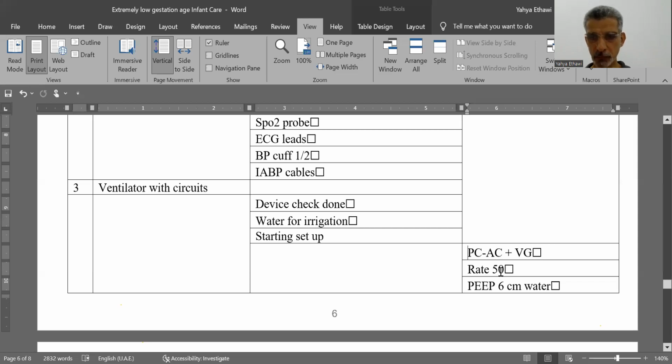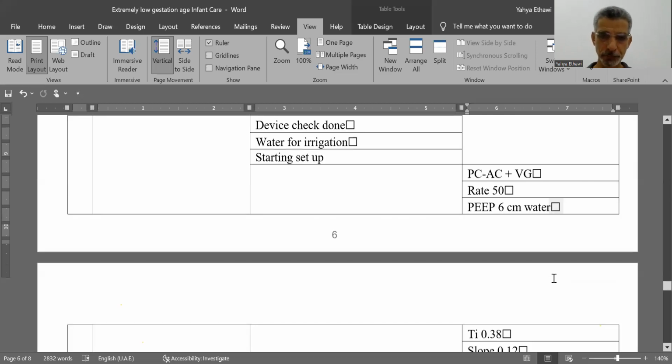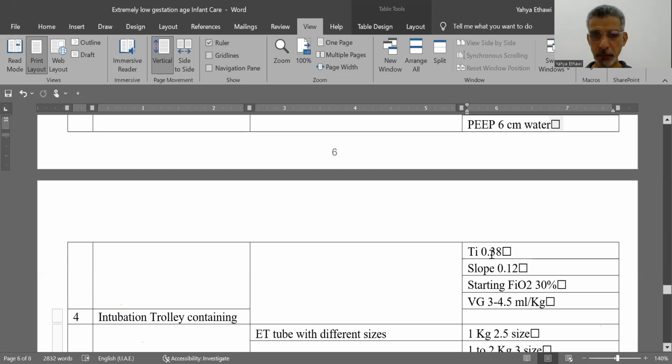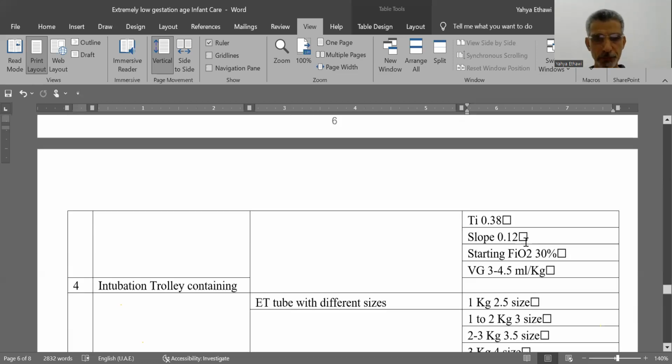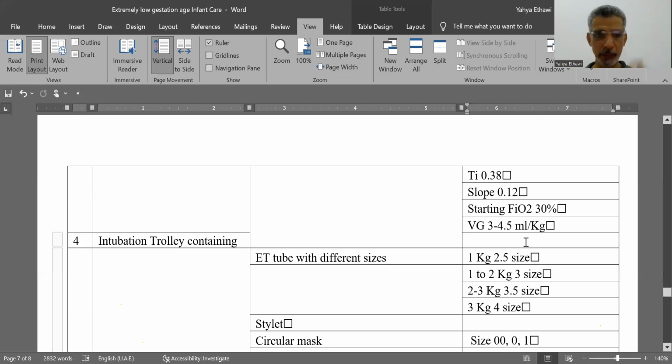We have the rate, 50, that's adjusted. PEEP, 6, that's adjusted. Inspiratory time, 0.38, that's adjusted. Slope or the ramp, 0.12, suggested. Starting FiO2 at 30%, we might need to go up. Volume guarantee is 3 to 4.5 ml per kg. So we can set it here, volume guarantee. Okay, so this is the ventilator.